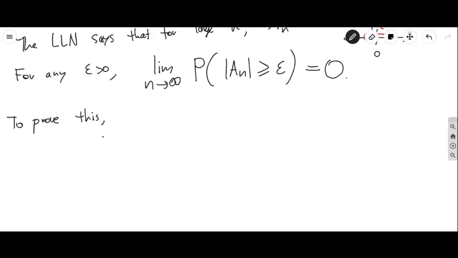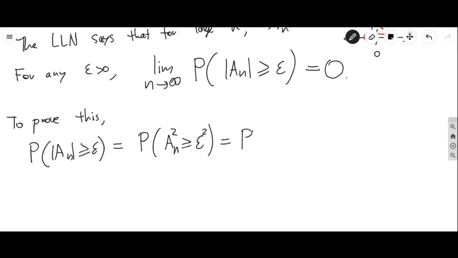So to prove this, we're going to rewrite this condition by using squares. We're going to eliminate the absolute value, and we're going to square both sides. So we're going to say an squared is greater than or equal to epsilon squared. And then this can be written as, I'm going to actually do this a little bit differently. I know that in the previous lecture, I used the variance. I'm going to do this without using the variance. It's really the same thing.